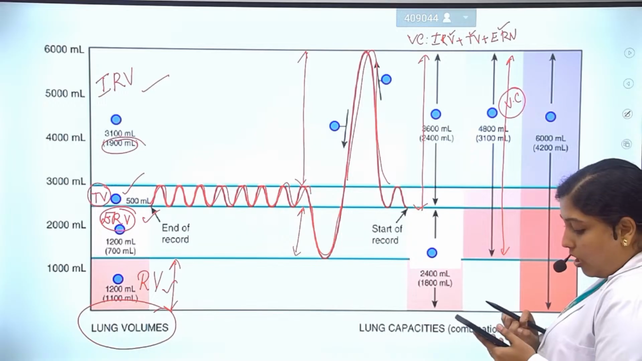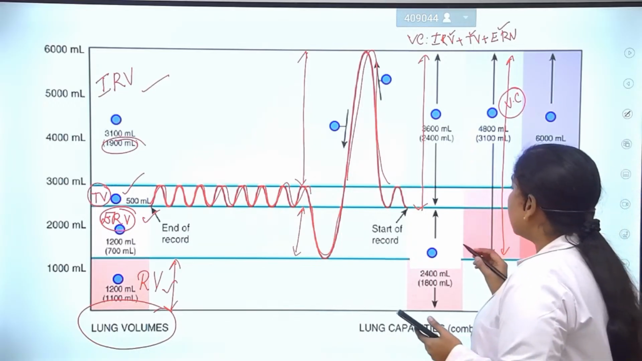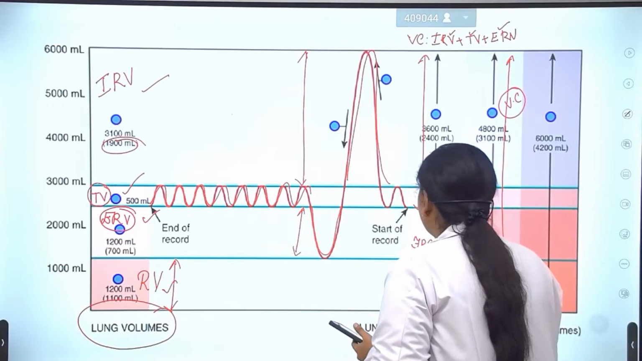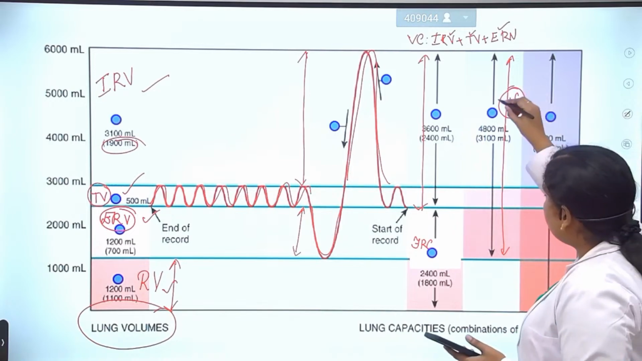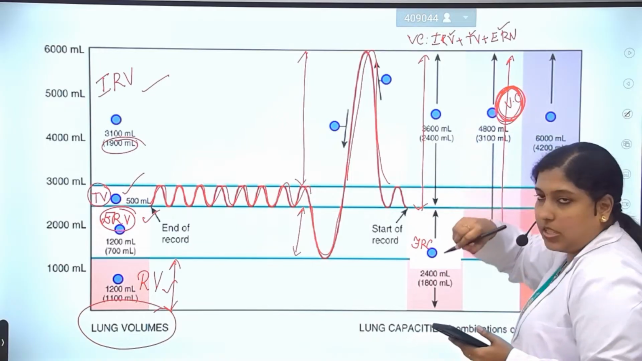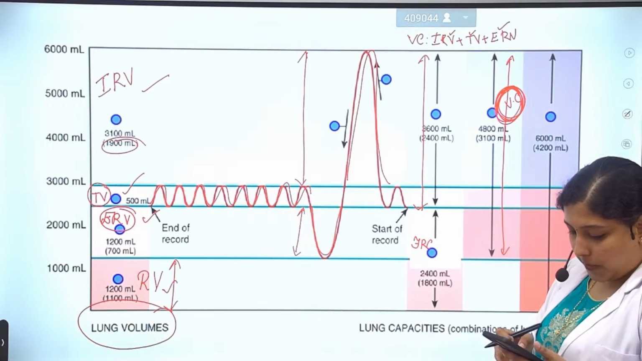The next important thing which you have to note is the functional residual capacity, shortly mentioned as FRC. Vital capacity is very important because we are going to talk about forced vital capacity. So it is very important to note.